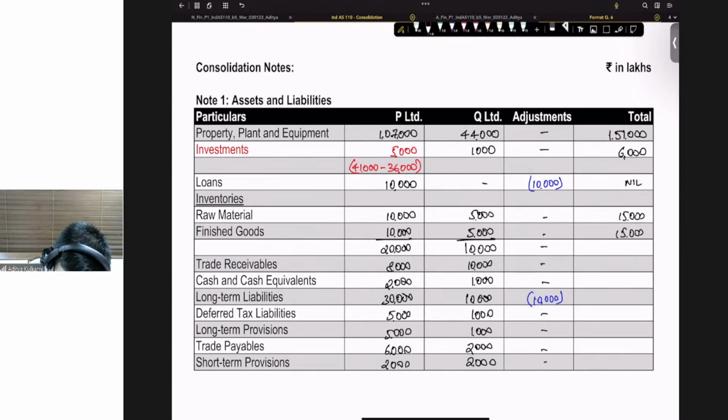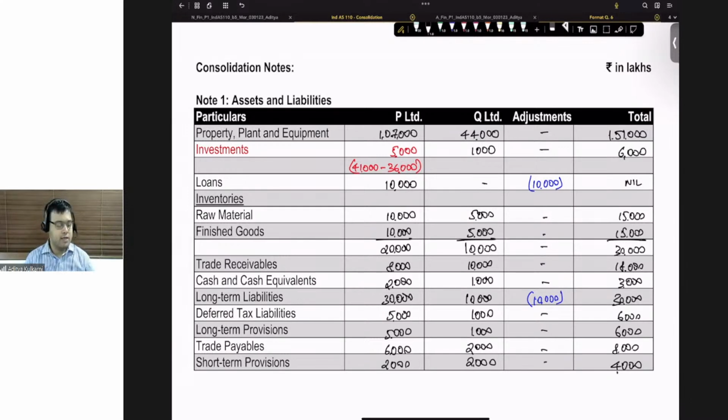15, 15, 30, 18, 3, 30, 6, 6, 8, 4. Okay, just go on adding them. So that completes all your assets and liabilities.